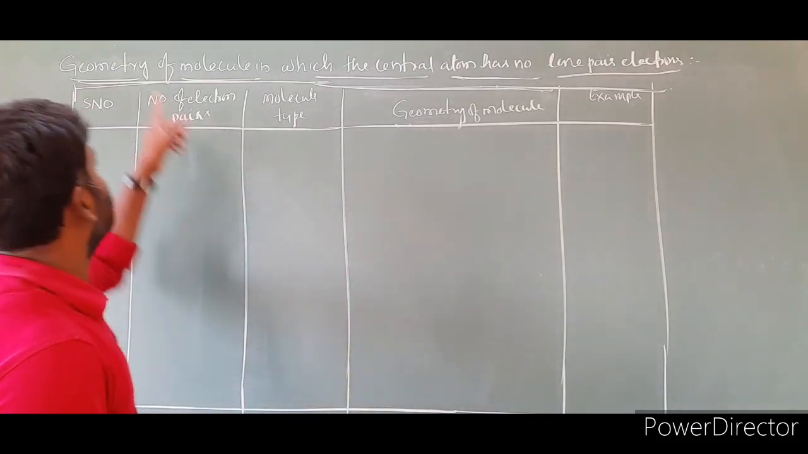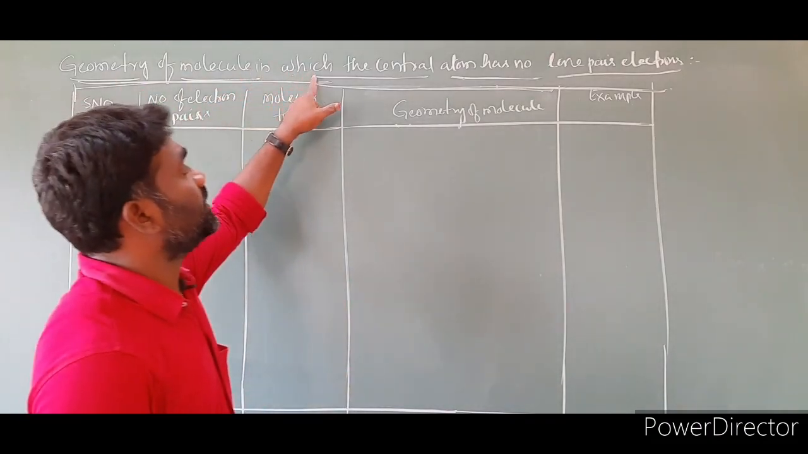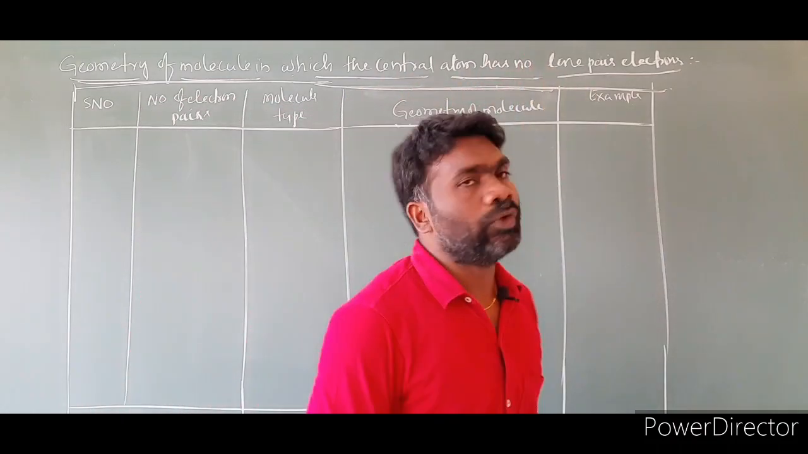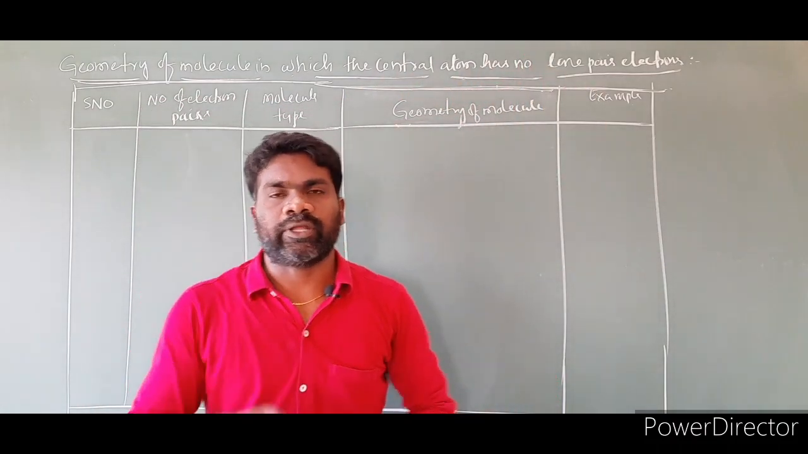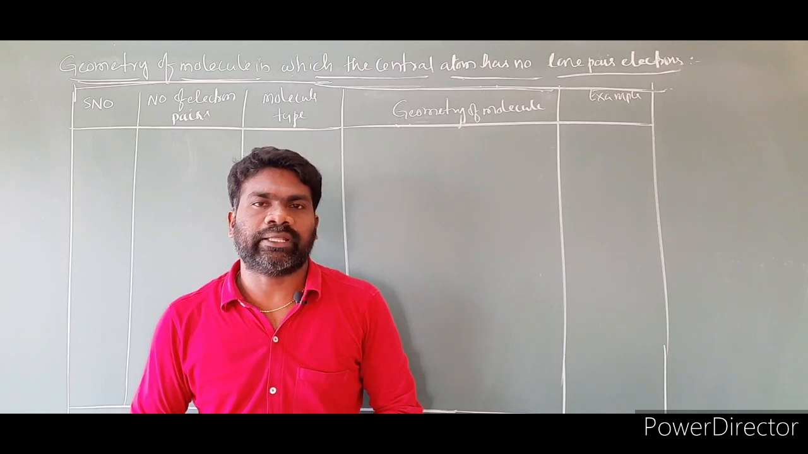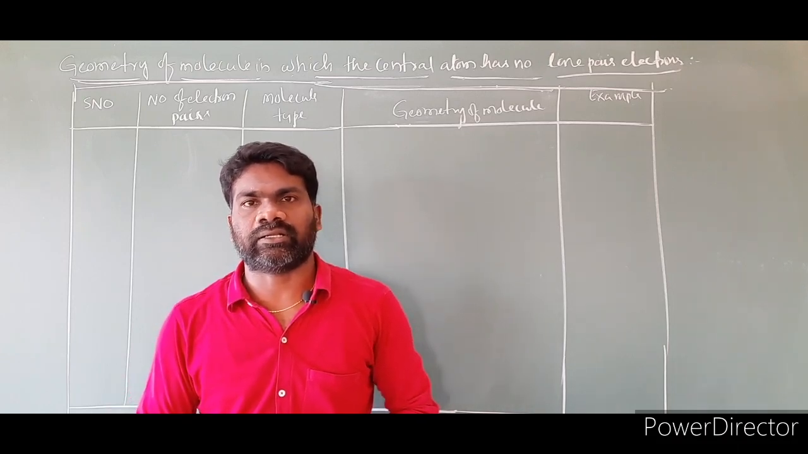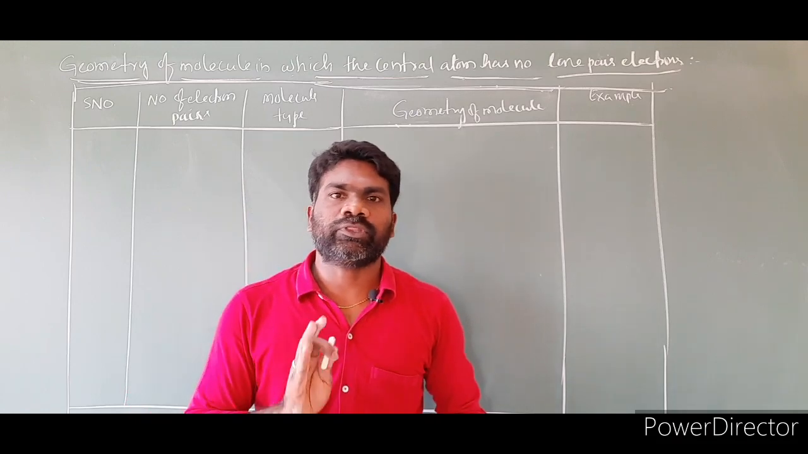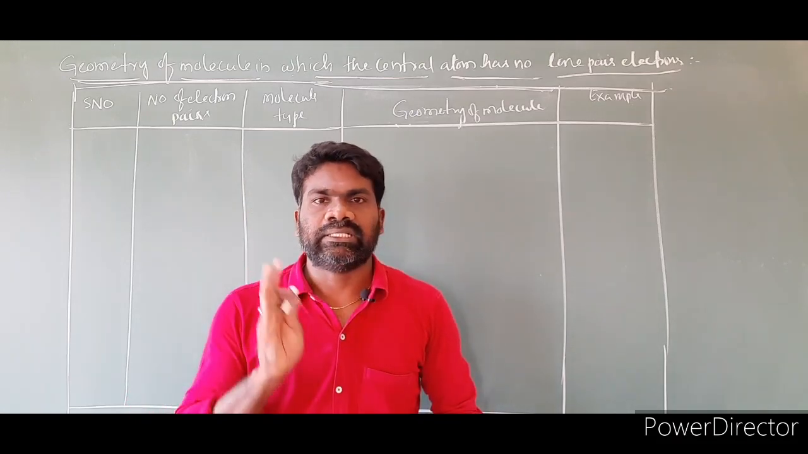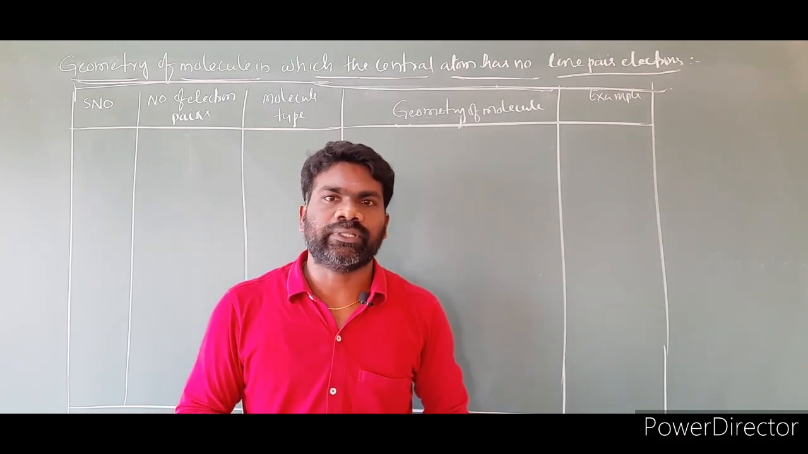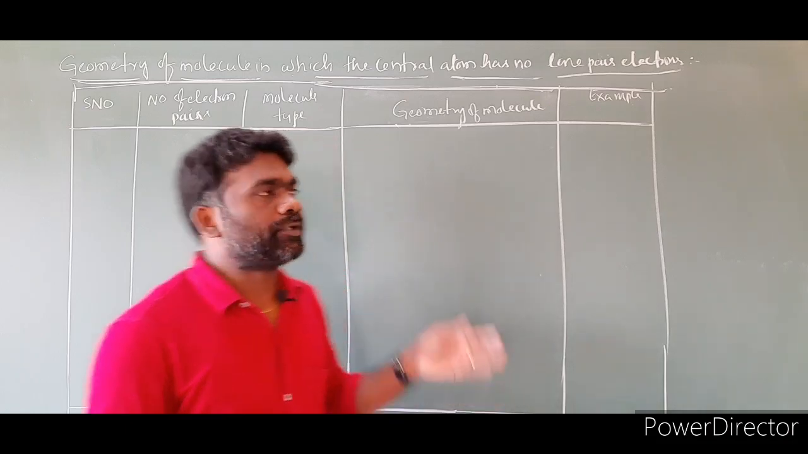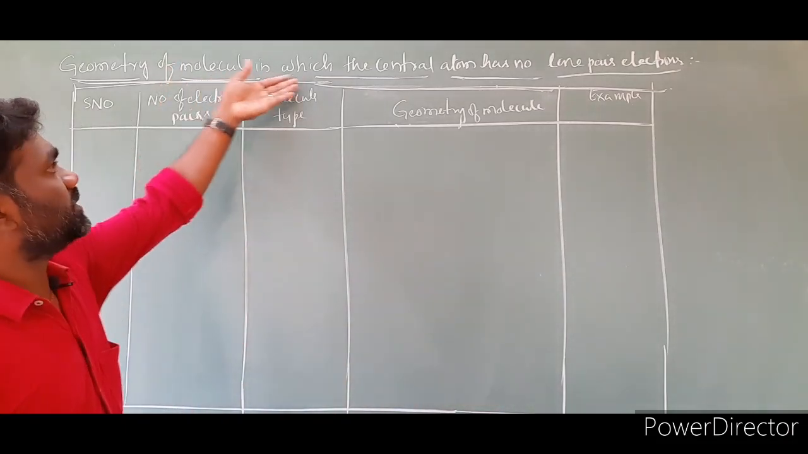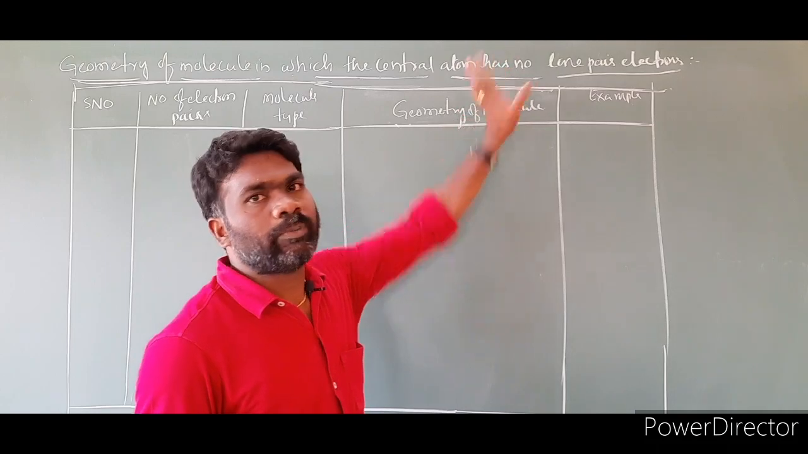Next topic is the geometry of molecules in which the central atom has no lone pair of electrons. For convenience, molecules are divided into two categories on the basis of valence shell electron pair repulsion theory: molecules without lone pairs of electrons, and molecules with lone pairs of electrons. First we will discuss molecules in which the central atom has no lone pair of electrons.